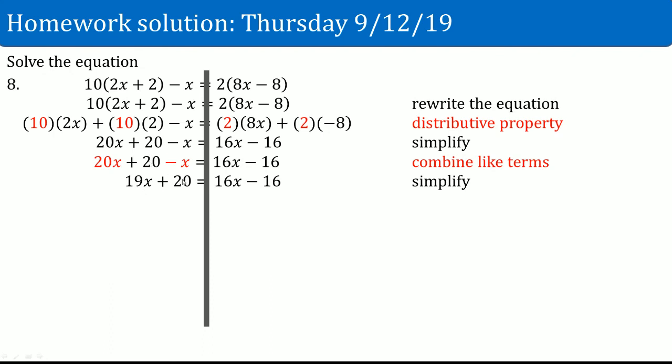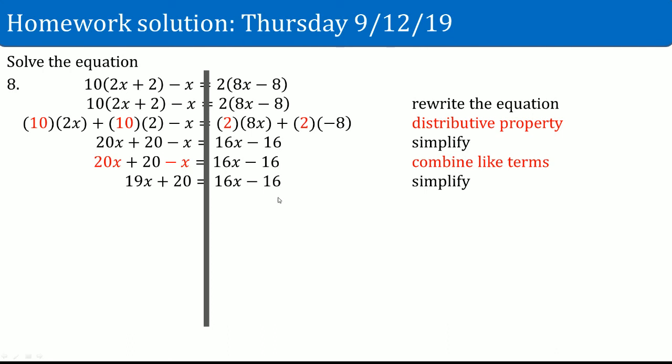Nothing happened to the 20. Nothing on the left-hand side. It just came straight down. Anything that happened was just combining the like terms, which was in red. The 20x minus the x became 19x. My right hand side, nothing is red. Nothing happened to this. Just come straight down. This just becomes negative 16x.